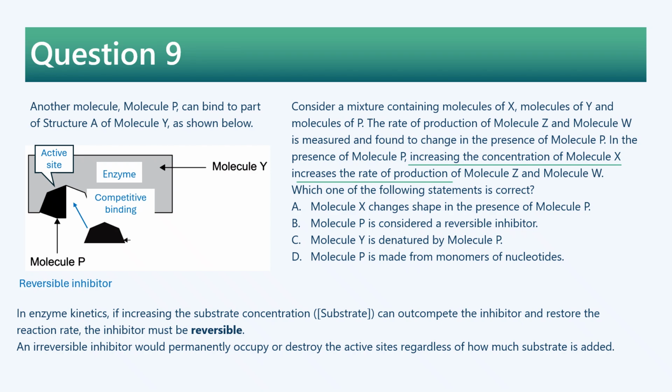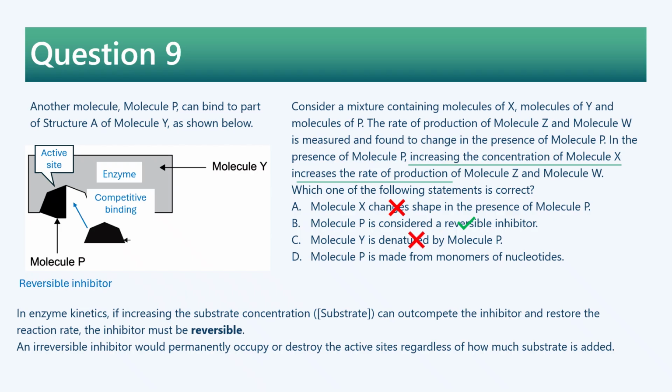Option breakdown. A is incorrect. Molecule P binds to the active site of the enzyme, not to the substrate, molecule X. Molecule X does not change its chemical structure or shape due to P. B is correct. Because the inhibitory effect of molecule P can be overcome by increasing the concentration of substrate, molecule X, molecule P is a reversible competitive inhibitor.